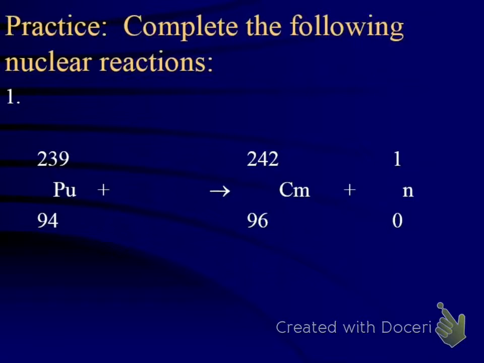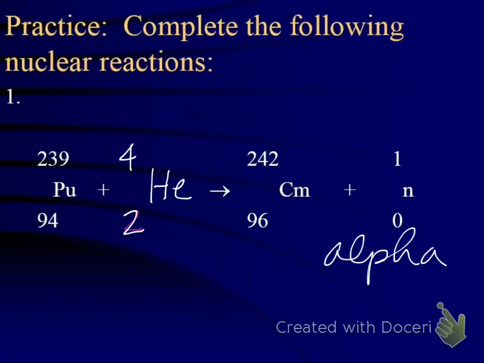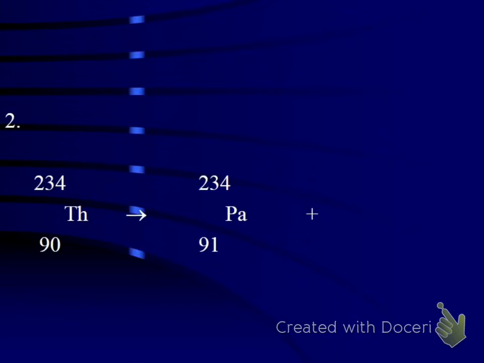So I have 96 over here and I have 94. You need a helium. I need a helium. So that completes it. And what kind would this be? Alpha. Okay. Let's do another one. How about this one? Beta. You need a beta. Do you want to do the E or the B? B. Okay, so this would be a beta.